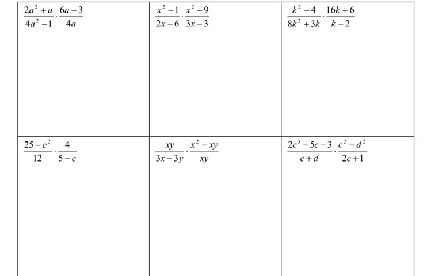Now it's time to try some. Work out each of these problems and see what you get when you simplify them.